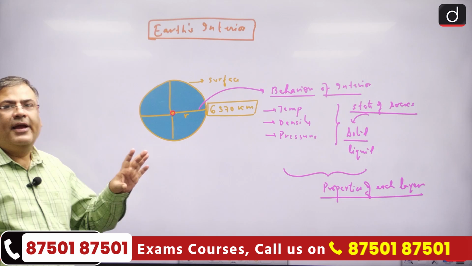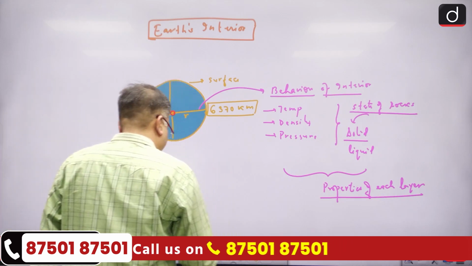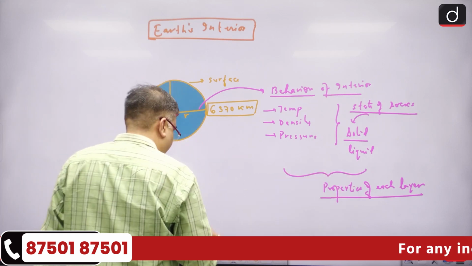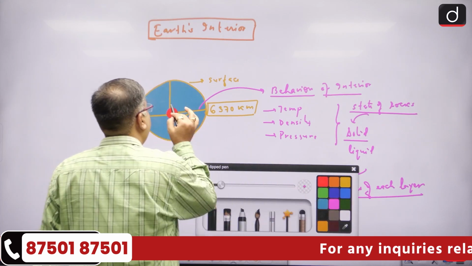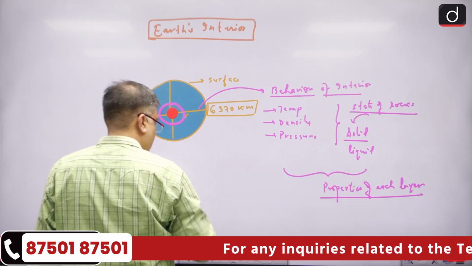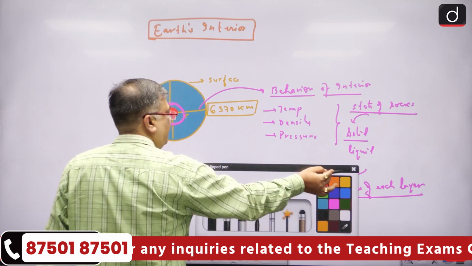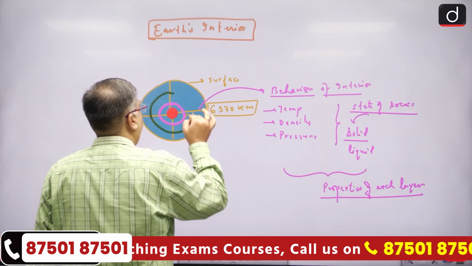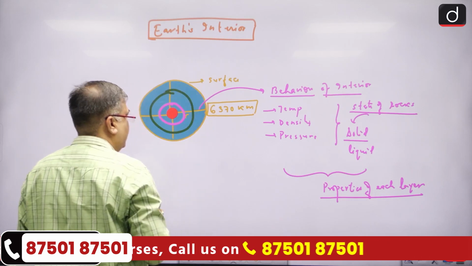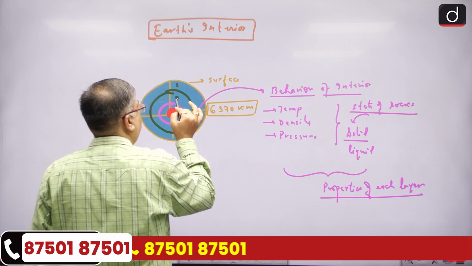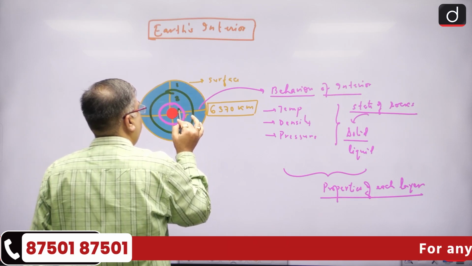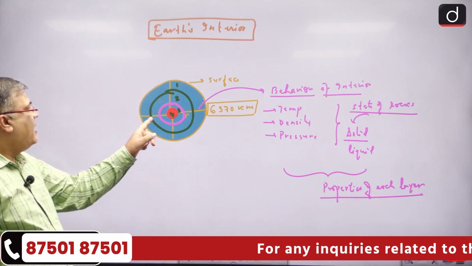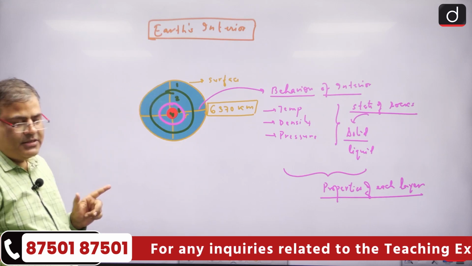Properties of each layer. Layer in the sense that we know that in the central part this is the core, and thereafter there is the other layer, and that is the outer core. Thereafter it is the mantle part, and thereafter it is the crustal part. Fine. So we can say that 4 basic layers are there. That is inner core, outer core, mantle, and the crust.